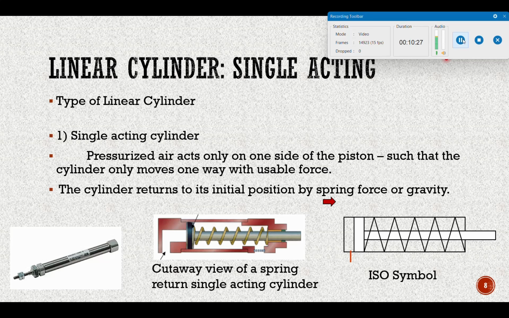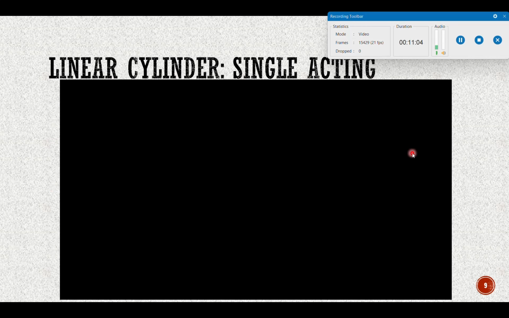We usually don't simply rely on gravity, except for very specific applications. So most of the single acting cylinders that you have in the lab, not all of them, are actually spring return single acting cylinders. So these are the ISO symbols for the single acting cylinder. Okay, let's take a look at this.